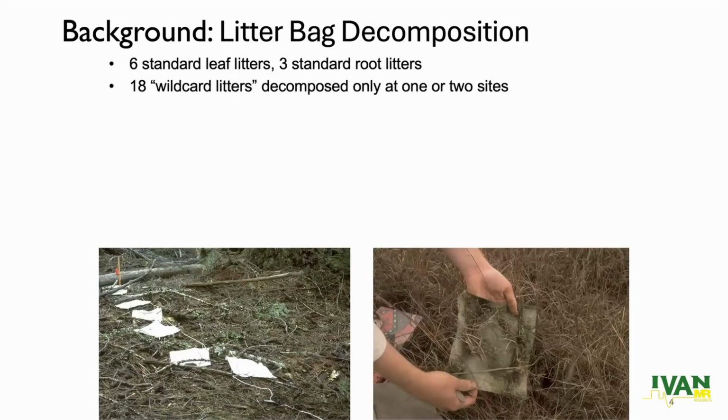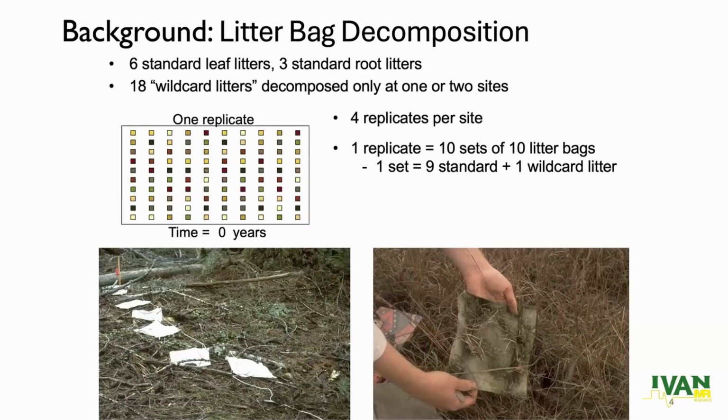And then they invited researchers at the different sites to decompose their favorite litter types. These were called wildcard litter types, and they were decomposed at only 1 or 2 sites. So there were 4 replicates per site. This is what a replicate looked like.